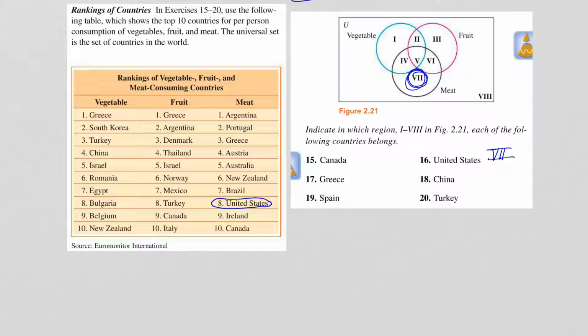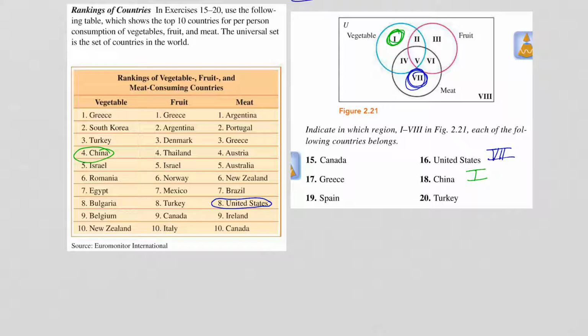Okay, then we have China. China is 4th here, and that's basically it. So they would be in region 1 only, which is vegetable only right there.